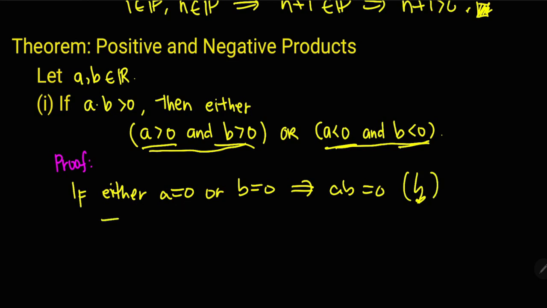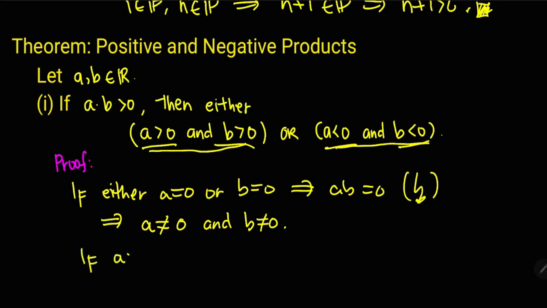So ano'ng ibig sabihin? Ibig sabihin, A cannot be 0. Can B be equal to 0? Hindi din. Kasi if B is equal to 0, AB will become 0. So B cannot be 0 as well. So we have both A and B are not 0. By trichotomy, we can only have two possible cases for each of them. Right? So by trichotomy, either A is greater than 0 or A is less than 0.